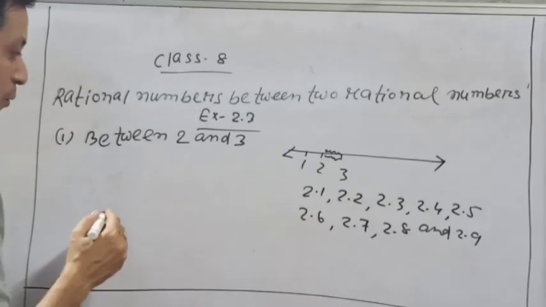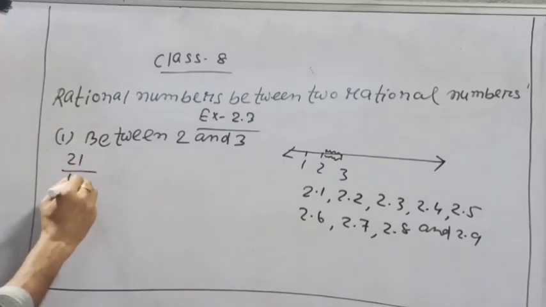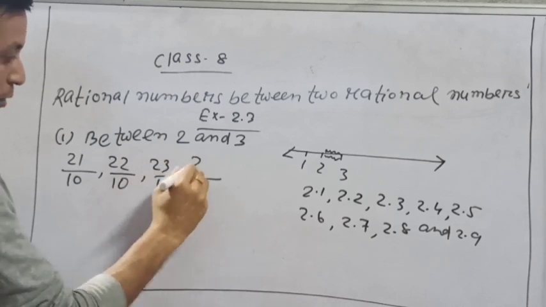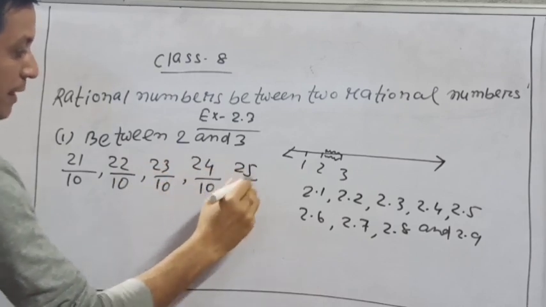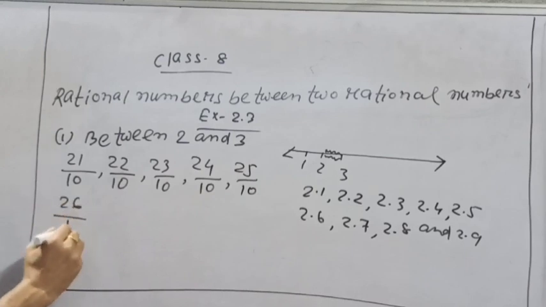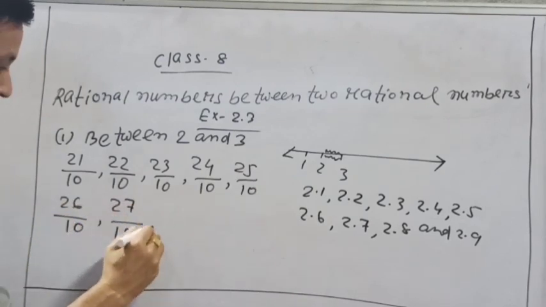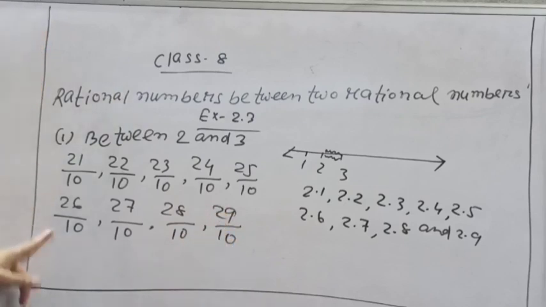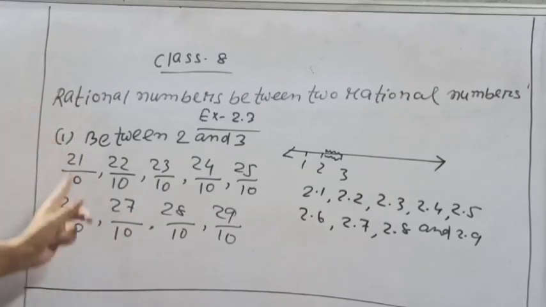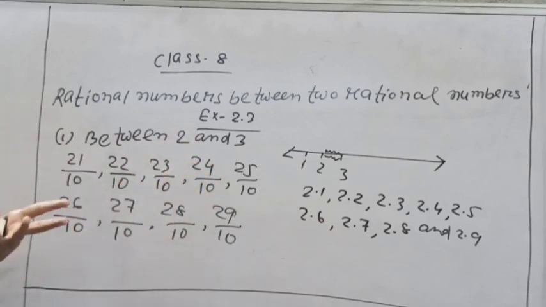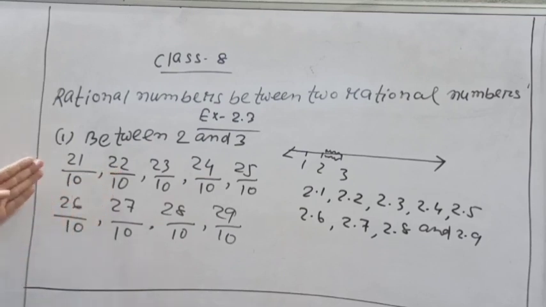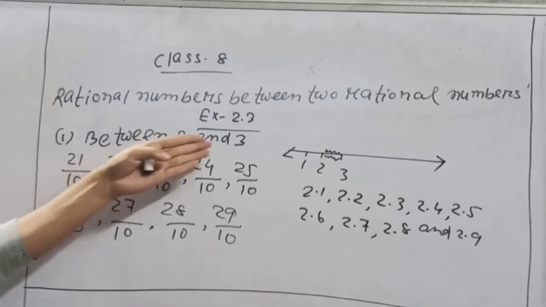So 2.1 we can write as 21 by 10, 22 by 10, 23 by 10, 24 by 10, 25 by 10, 26 by 10, 27 by 10, 28 by 10, 29 by 10. So these are the rational numbers that lie between 2 and 3. So we have 9 rational numbers between 2 and 3.